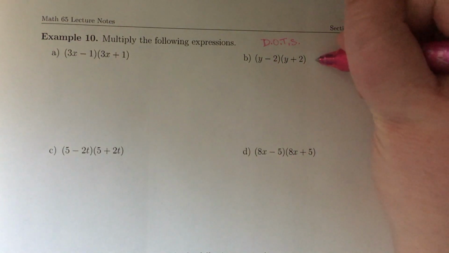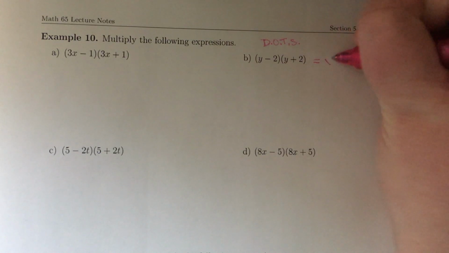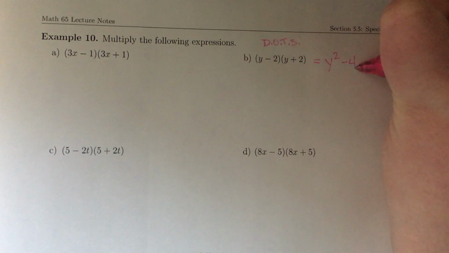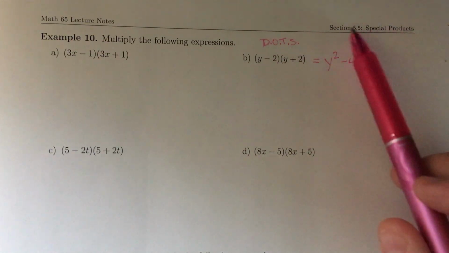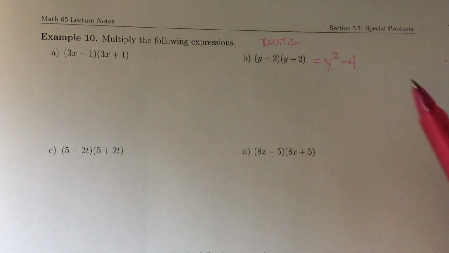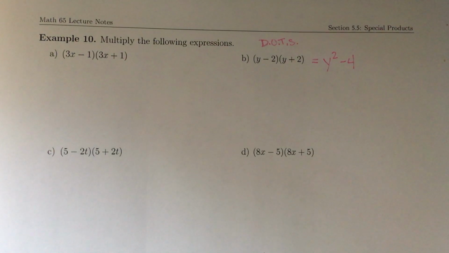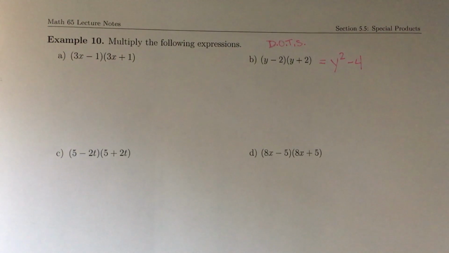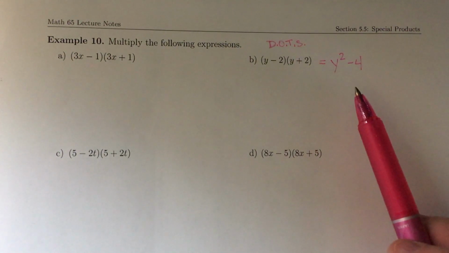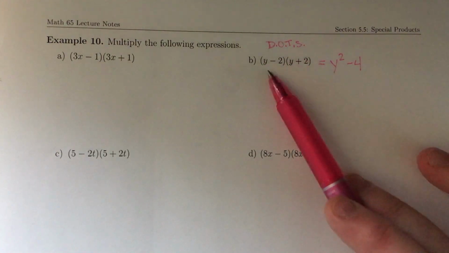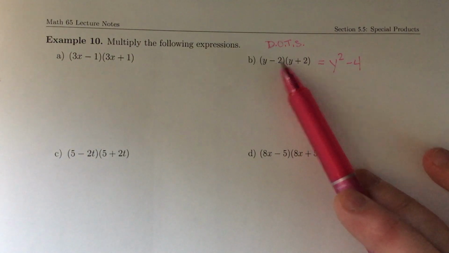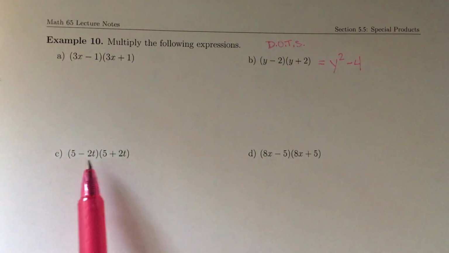because the middle terms are going to go away. So we want to get to a point where right away we just see this as y squared minus 4, and we don't even have to do FOIL anymore. That's the idea of this section of special products. It's not that we can't just do FOIL, but it's a shortcut if we notice it has these special patterns, and this one does. It's that difference of two squares where one's plus and the other's minus.